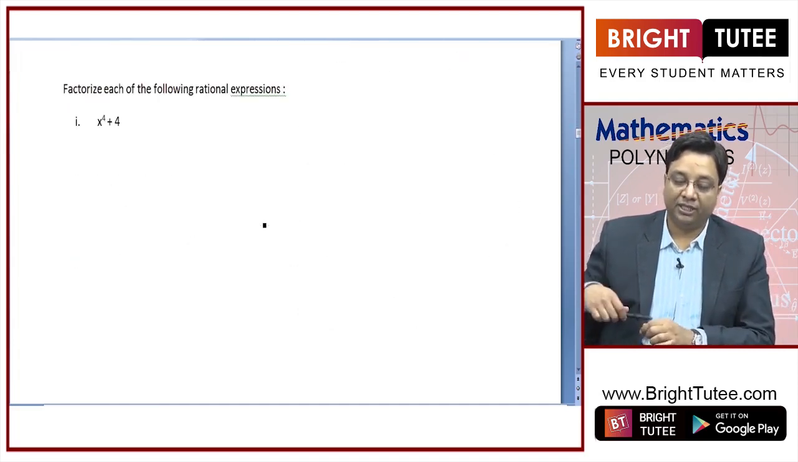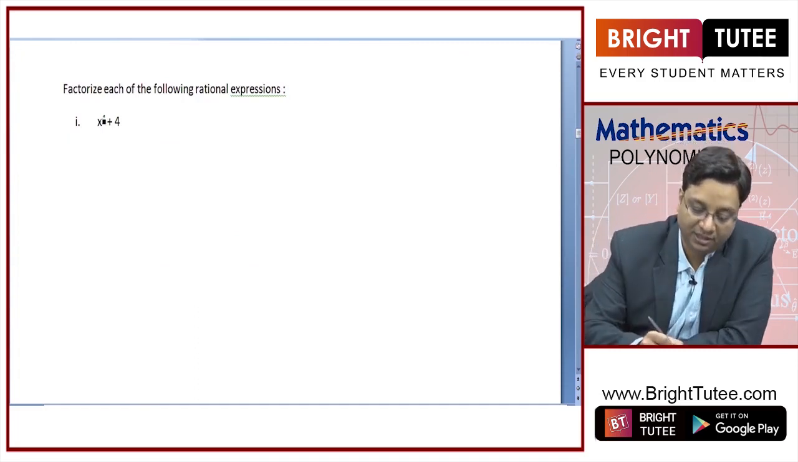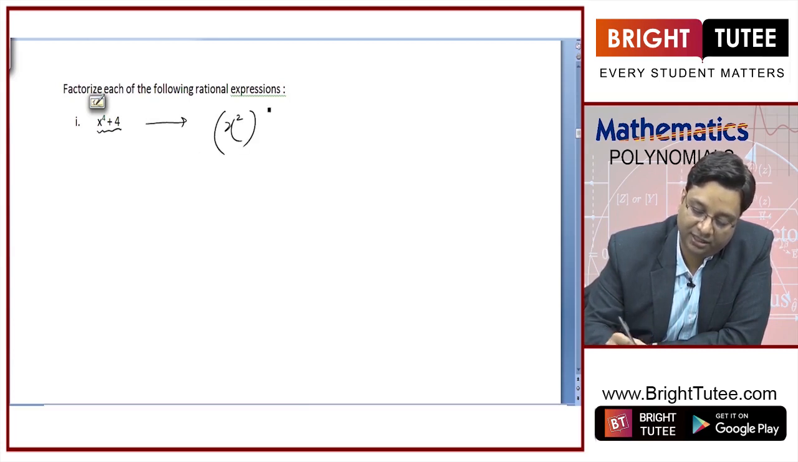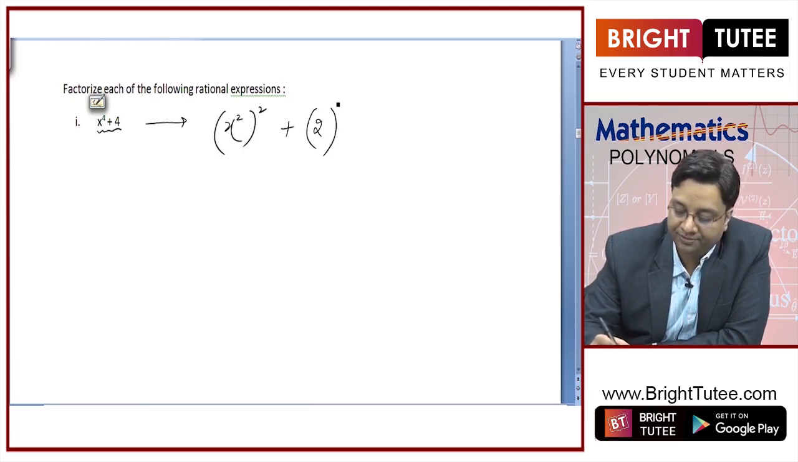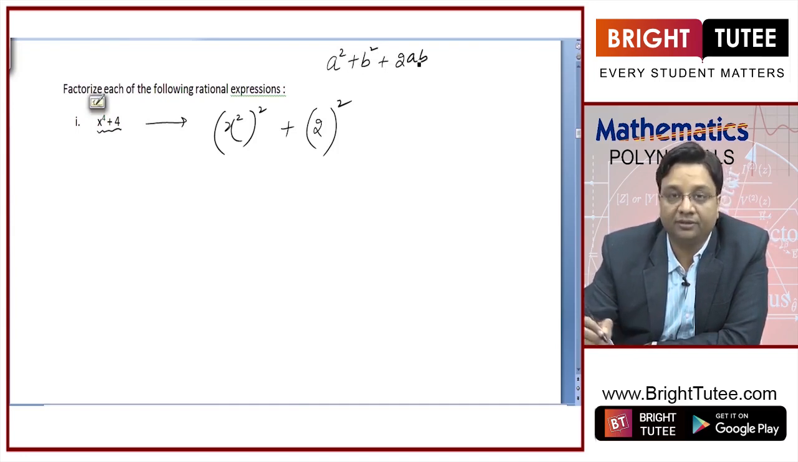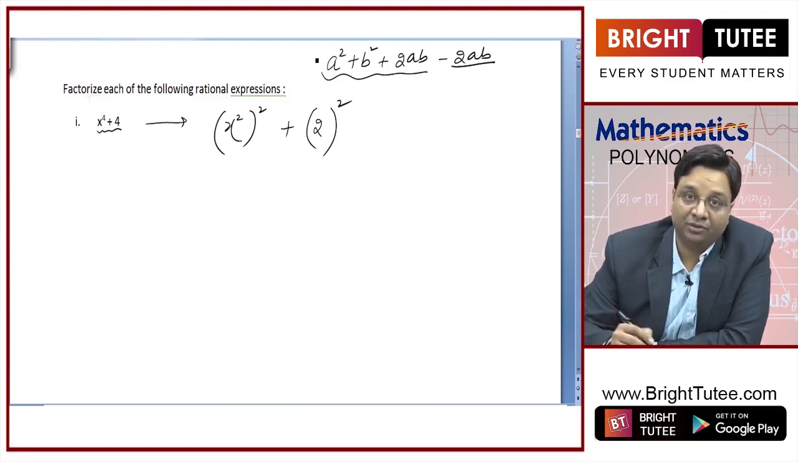Factorize each of the following rational expressions. So this is x raised to power 4 plus 4. Now if you look at this expression carefully, this can be written as (x square) whole square plus 2 squared, right? Now think about this, I have got a square plus b square type of term. If I add 2ab in it, it will become complete square. Now if I add something, I will have to subtract the same thing to keep the expression same. So that is what I am going to do here.